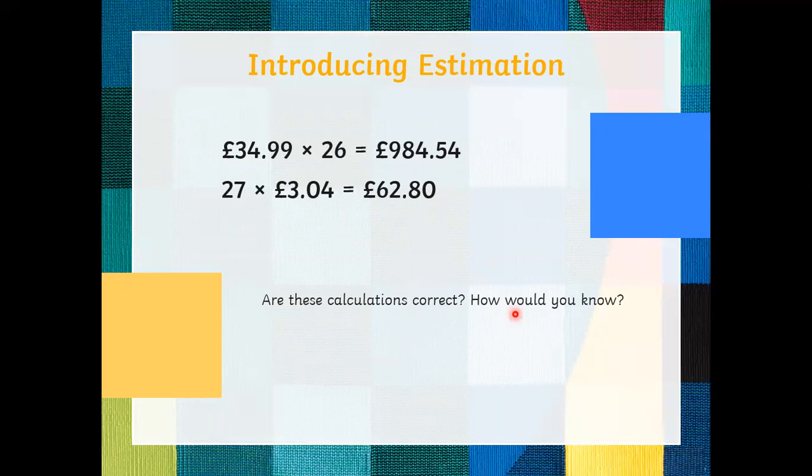So let's look. 34.99 times 26. That is actually equal to, just gonna get a pen over here, that is equal to 909.74. It's not equal to that. And then 27 times 3.04 is equal to 82.08. So these answers are actually incorrect, these two. So these are the correct answers here.